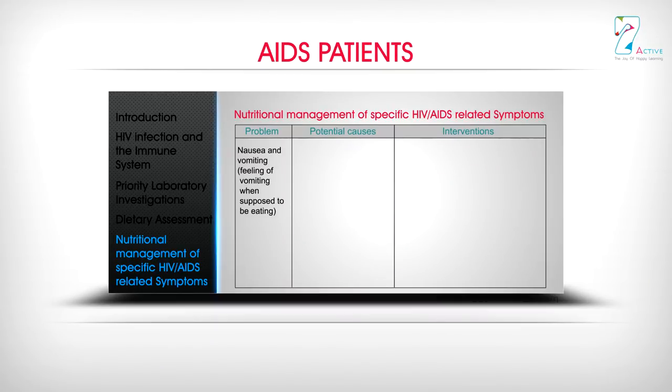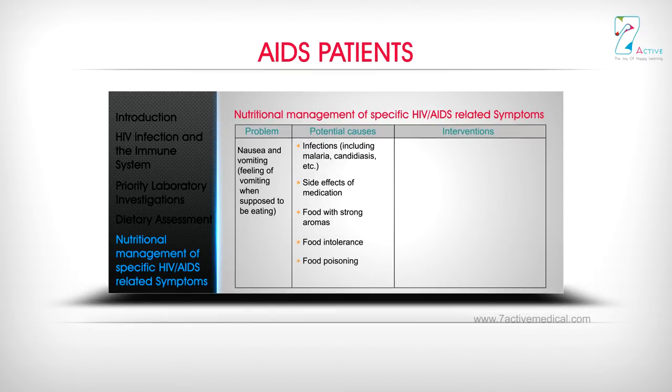Nausea and vomiting. Feeling of vomiting when supposed to be eating. Infections, including malaria, candidiasis, etc. Side effects of medication. Food with strong aromas. Food intolerance. Food poisoning.